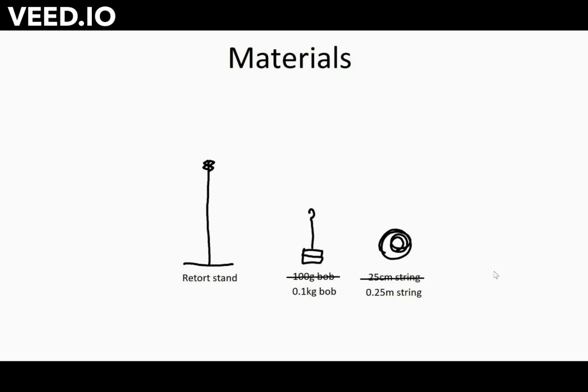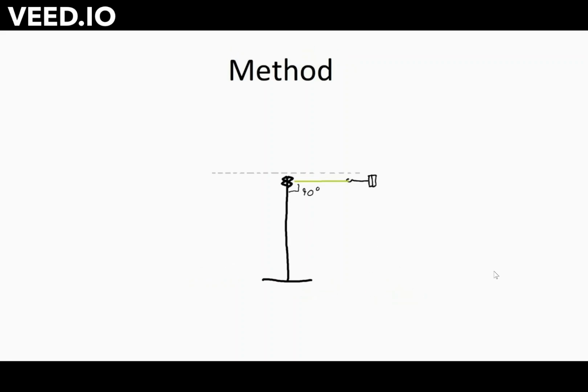As the calculations we did used the units of kilograms and meters, these measurements were converted into 0.1 kilograms and 0.25 meters respectively. Once the materials had been chosen and made into a pendulum, the bob was pulled up to a 90-degree angle, dropped and allowed to swing back and forth.